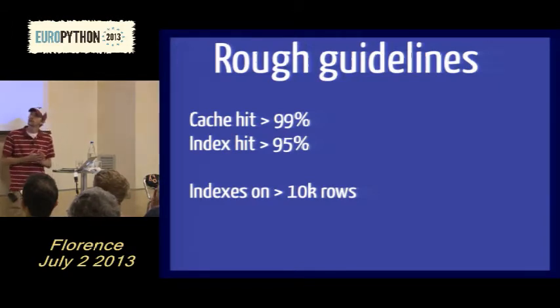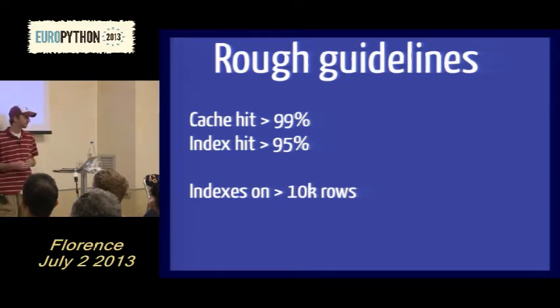Rough guidelines for this, I would say your cache hit, you want it to be at 99% or higher. The slides are all online, and I'll make sure they're connected to the EuroPython site as well. But essentially, cache hit 99%, run that query, and it'll give you a percentage. For index hit, about 95%. If you can do 99%, that's great.